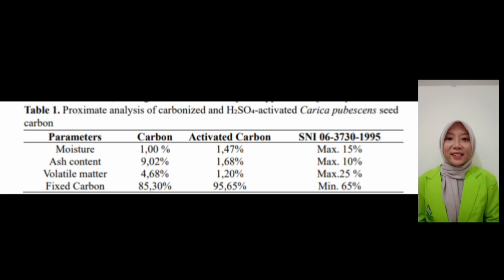The proximate analysis results are represented in Table 1. Compared with the carbonized sample, sulfuric acid activation reduced moisture and volatile matter while increasing fixed carbon content, indicating effective removal of non-carbon components. The ash content remained below the Indonesian national standard maximum limit, confirming adequate quality despite inorganic residues. Overall, the proximate analysis confirmed the sulfuric acid activation improved the physicochemical properties, making the activated carbon suitable for adsorption application.